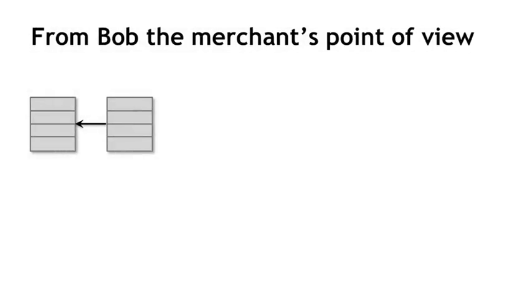This is an example of a successful double spend. So now let's look at this whole situation from Bob the merchant's point of view. And understanding how Bob can protect himself from this double spending attack is really going to be a key part of understanding Bitcoin security. So let's look at what happened here again.